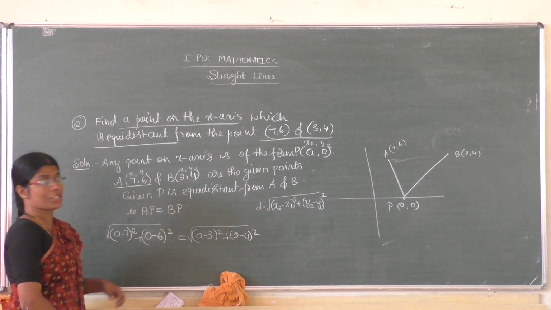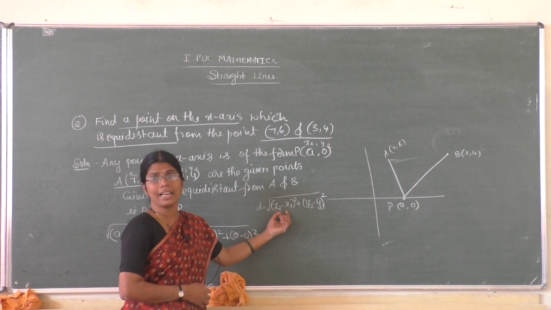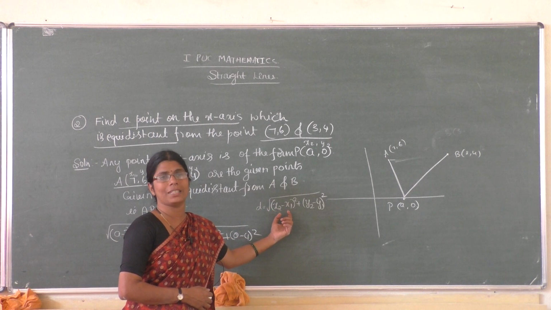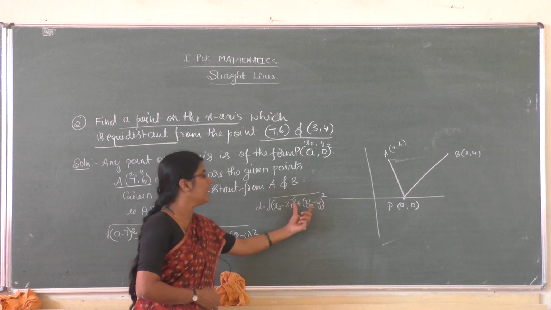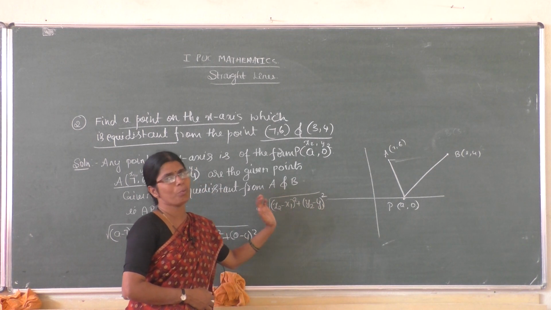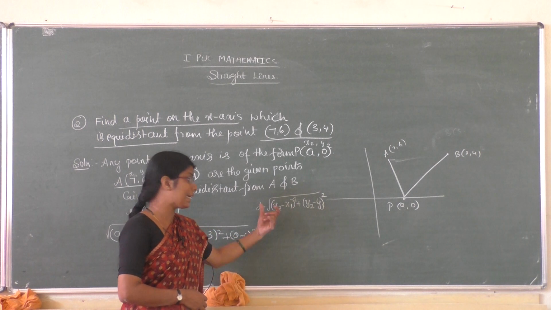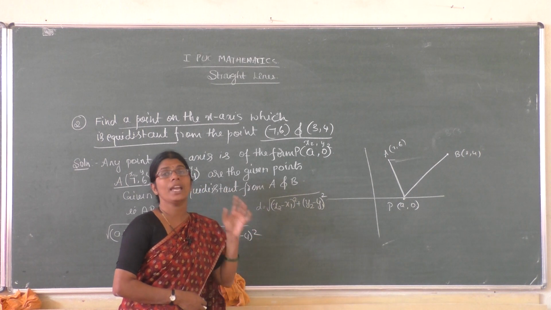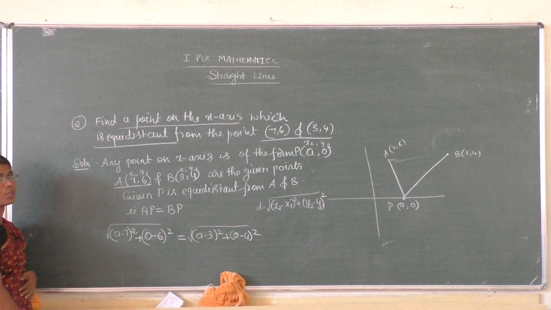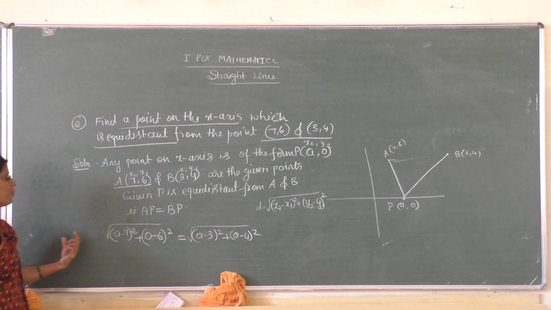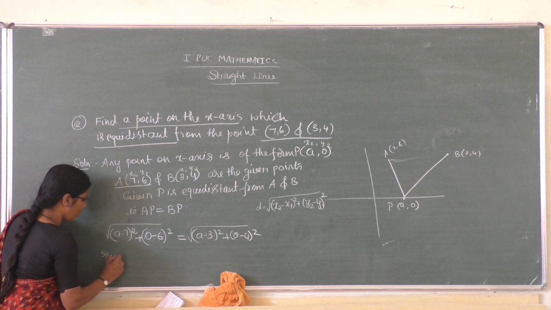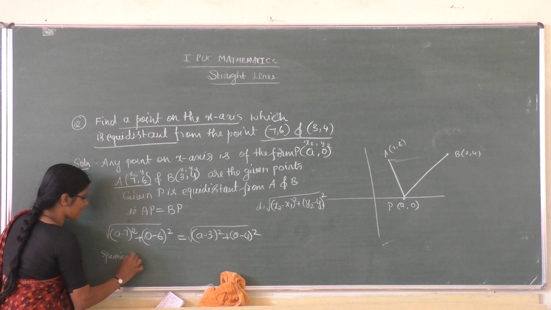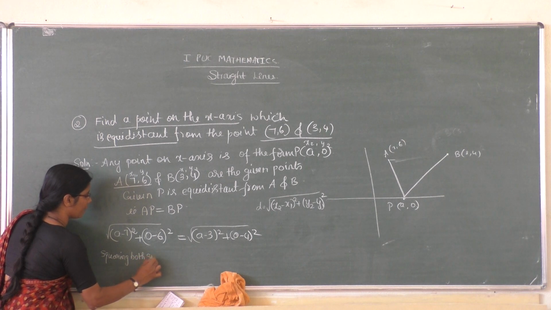You can do the formula in a different way also, since there is a square, instead of taking x2 minus x1 we can take x1 minus x2. Okay, here instead of y2 minus y1 we can take y1 minus y2, because you know that the square of a negative number is also positive. Okay, so we have this. Now what we do? Squaring both sides. What we get?